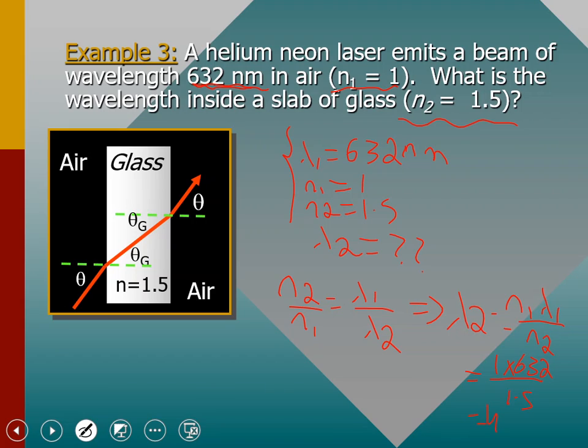1 times 632 divided by N2, which is 1.5. So it's 421.3 nanometers. So also from lower index to higher index, lambda 2 is less than lambda 1. Only once you travel from, for example, lower to higher, as we see here, N2 will be more than N1, while the speed will be less, and the wavelength also will be less.